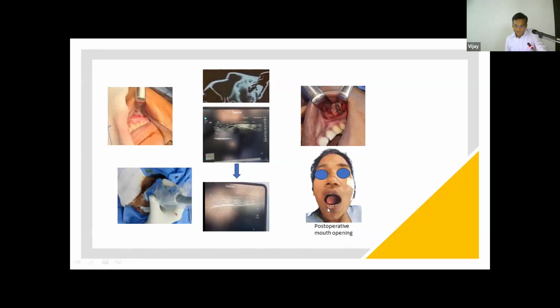And this is the immediate post-operative mouth opening. This fracture was relatively unstable after reduction, so we fixed it at the ZM buttress with a single plate.